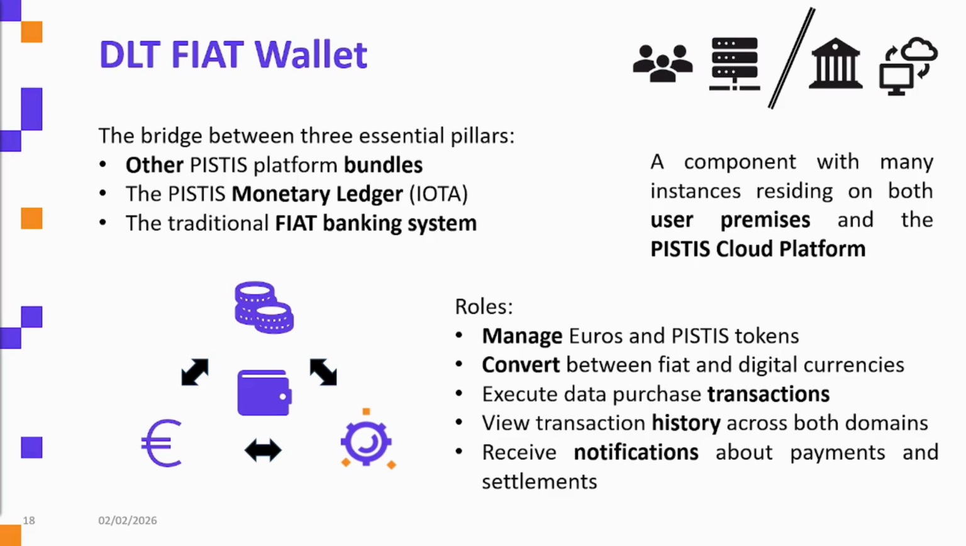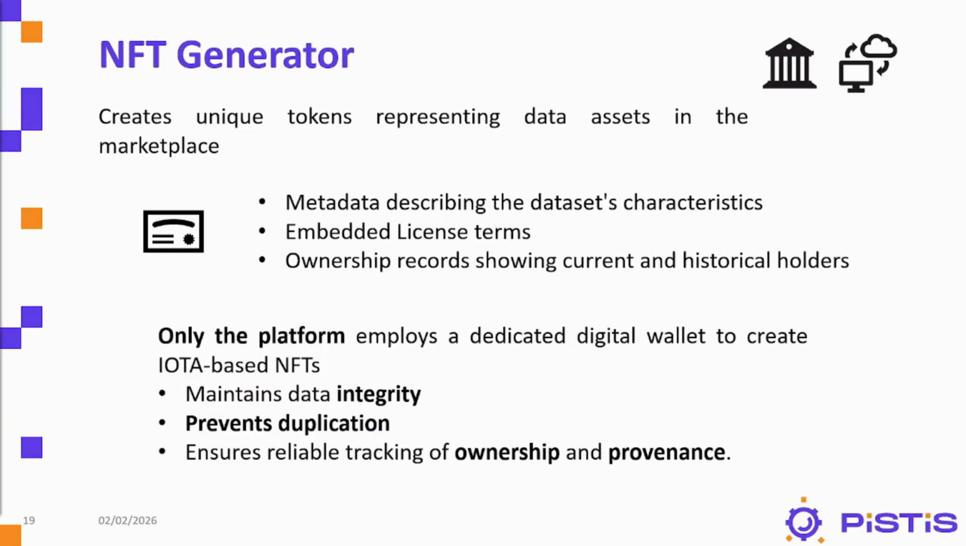This is the most sophisticated component, existing in all user premises and the cloud. It is the bridge between three essential pillars: other PISTIS platform bundles, the PISTIS monetary ledger, and the traditional fiat banking system. We will explore the wallet in much greater detail in the next slides, but its role in the overall architecture is to provide a unified interface where users can manage both euros and PISTIS tokens, convert between fiat and digital currencies, execute data purchase transactions, view transaction history across both domains, and receive notifications about payments and settlements. The NFT generator is responsible for creating unique tokens representing data assets in the marketplace.